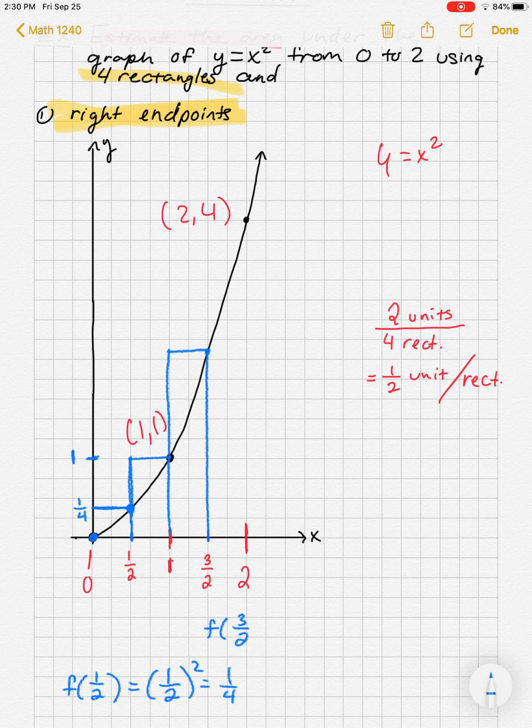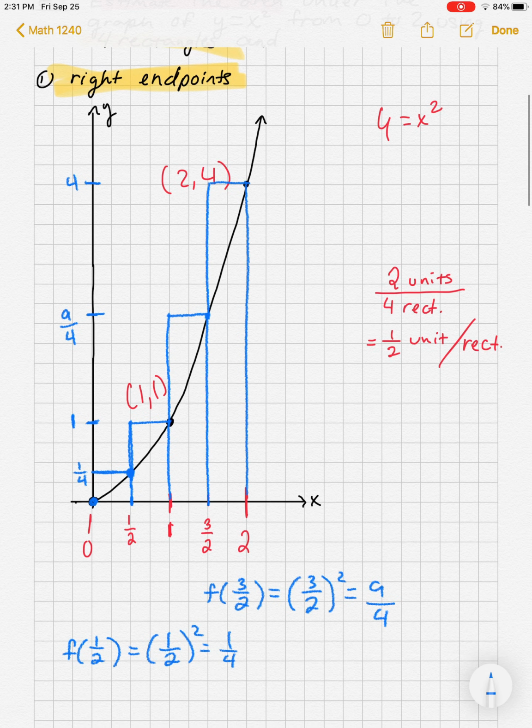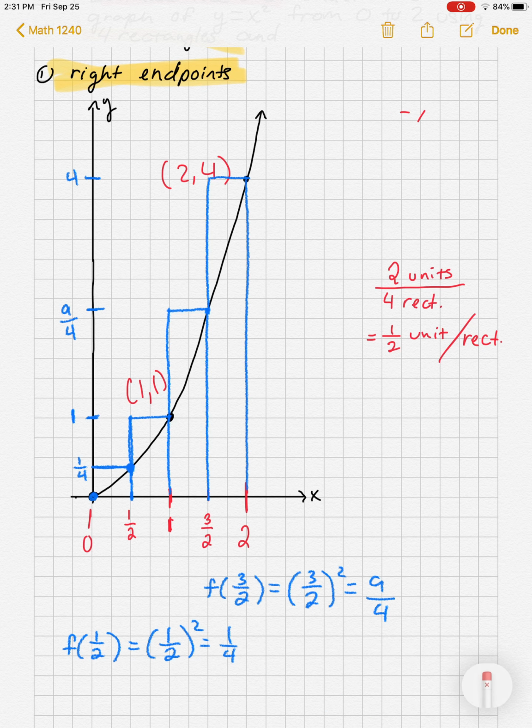So what is f of 3/2? 9/4. So I'm not doing the y-axis really to scale here. I'm really just labeling the y values for each rectangle. Okay, then one more. So to the right side, the y value is 4. That one's already labeled. Okay, so now let me find the area of each of these rectangles.